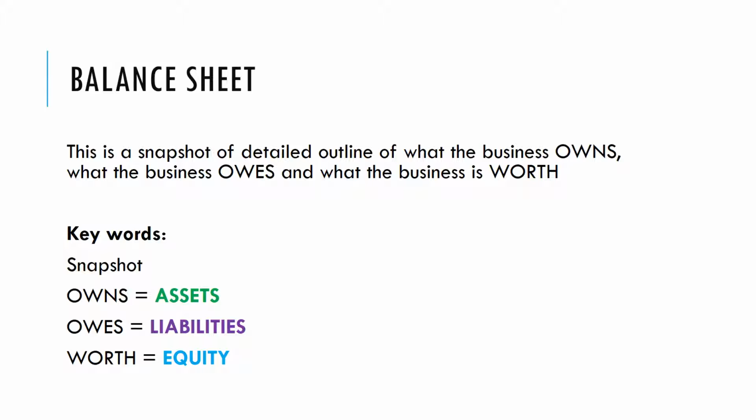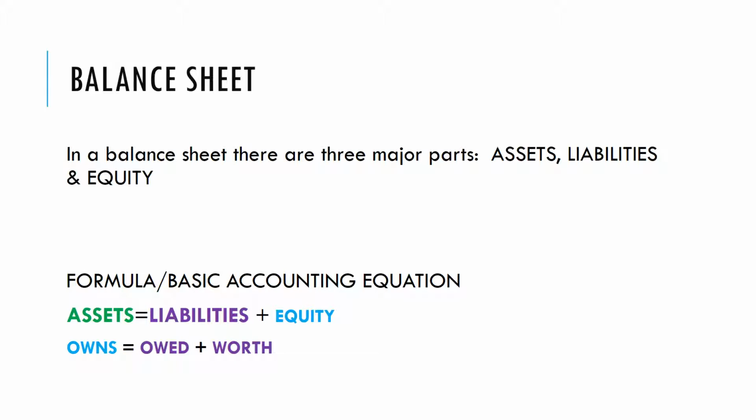So if you have never heard those terms, assets, liabilities, and equity, those three words are an easy way to think about it. To our formula, regarding assets, liabilities, and equity, what you own is equal to what you owe and what you're worth. That is a way to think about this.